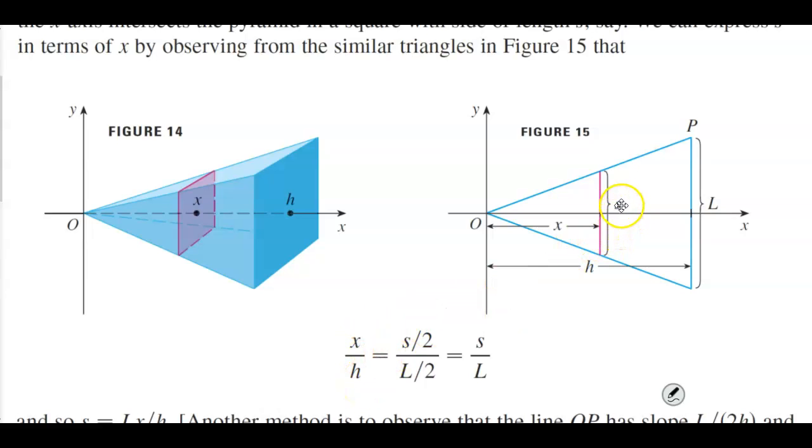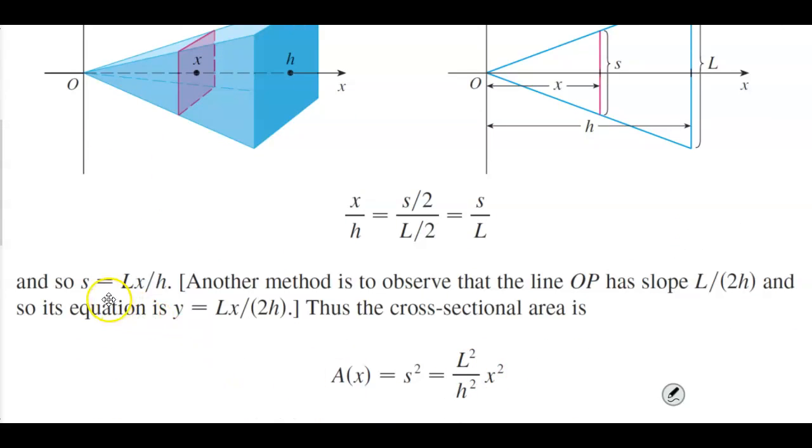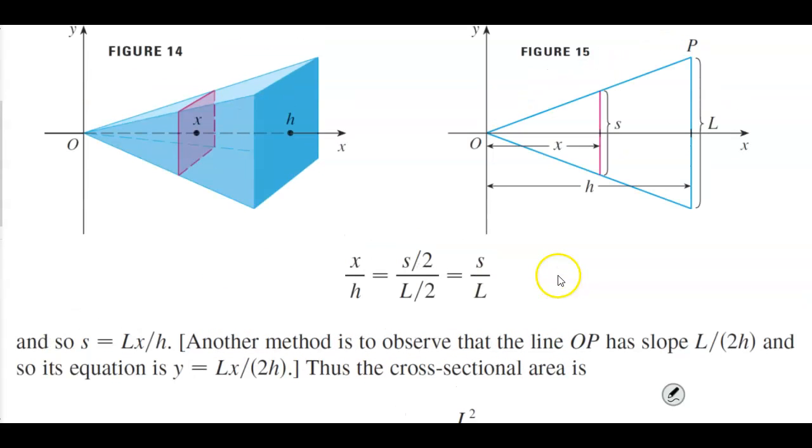Now if we're looking for this piece, it's going to be s divided by 2, which corresponds to L divided by 2, which then equals x over h. And so s is going to equal Lx divided by h. Another method is to observe that the line OP has a slope of L divided by 2h, and so its equation is y equals Lx divided by 2h.